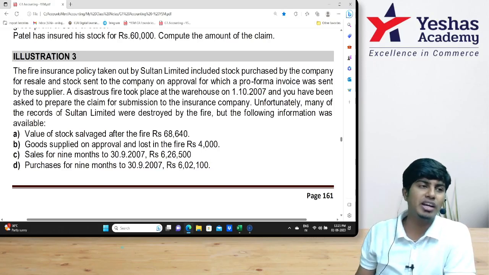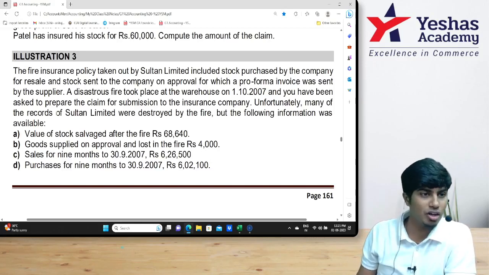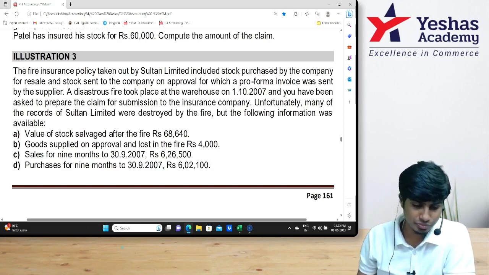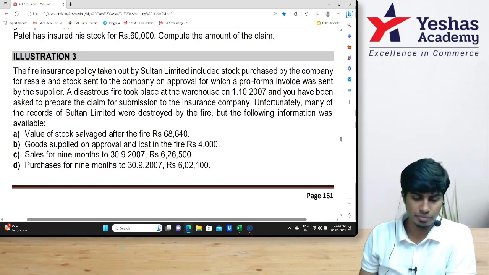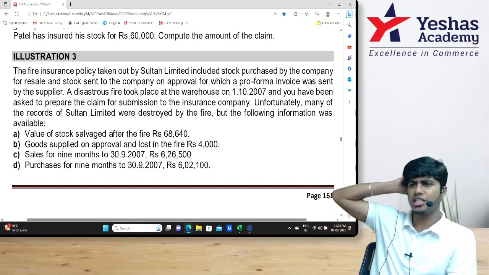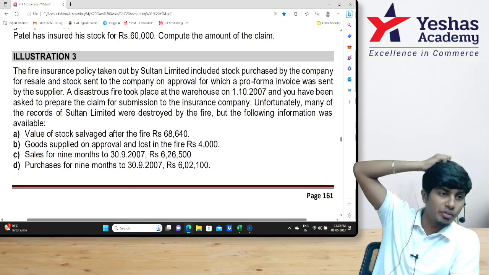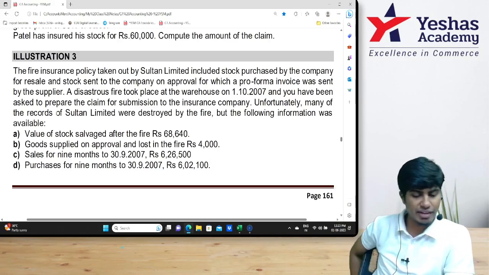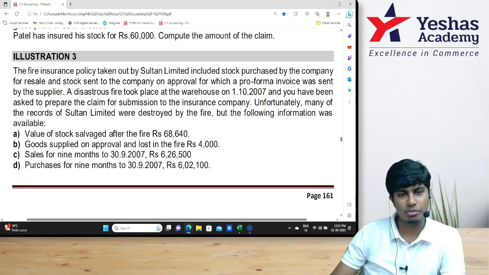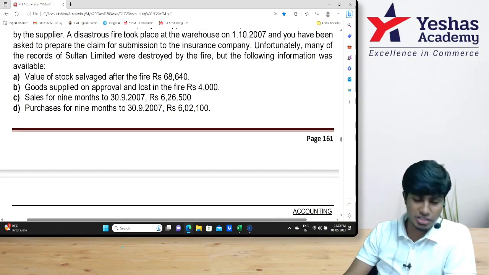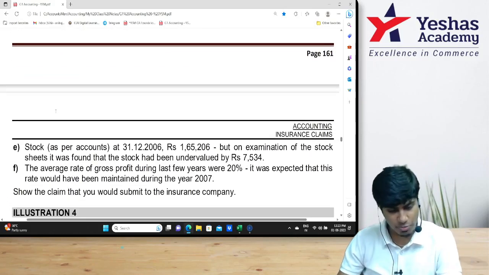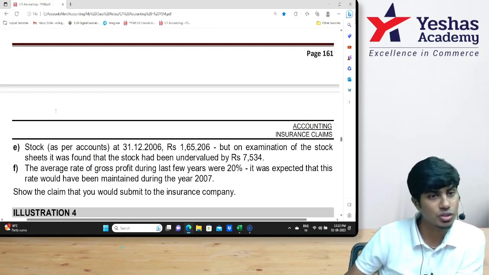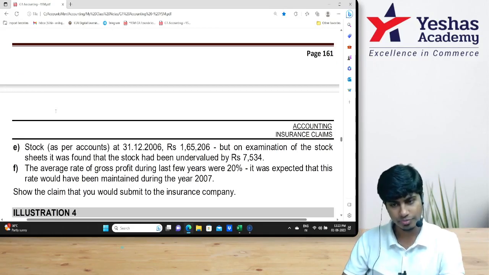Value of stock salvaged after fire. This has to be deducted from the insurable amount, or stock as on date of fire, to find the loss of stock. Next. Will there be an insurance claim on this also? Yes, this should be included in our closing stock. Then this is sales till date of fire, 6,26,500. Next, they have given purchases for 9 months, that is purchases till date of fire. Next, they have given stock as per accounts. This 165,706 is opening stock, last year's closing stock. Underline that and write opening stock.